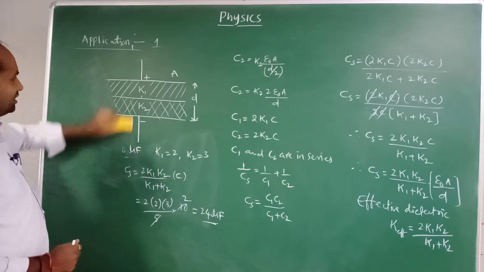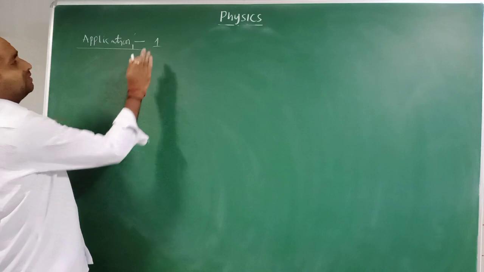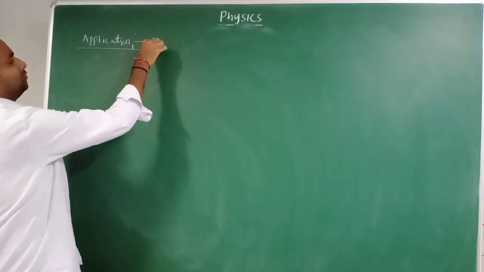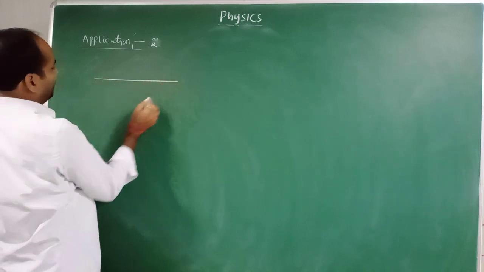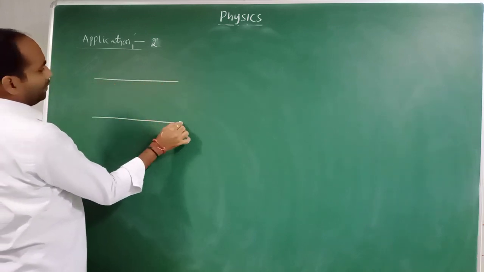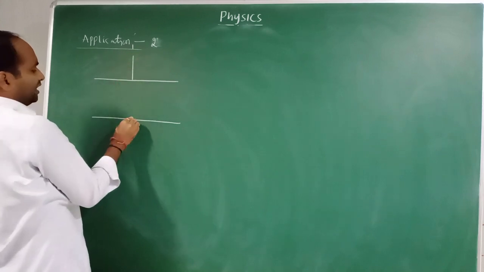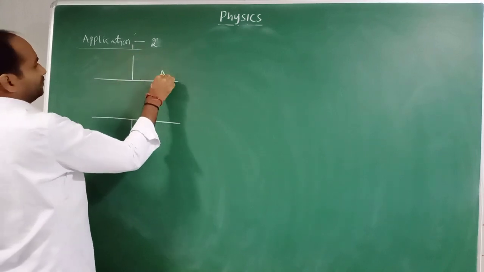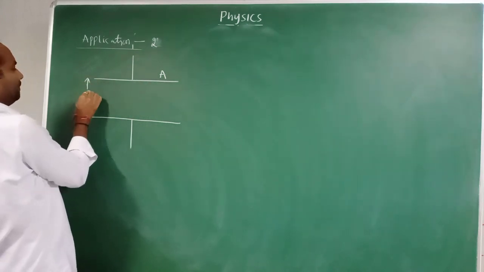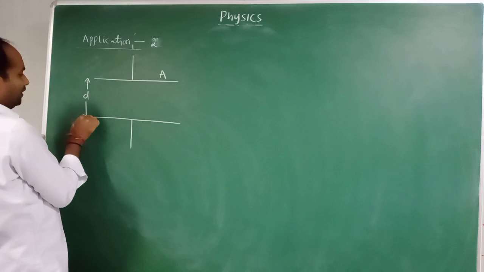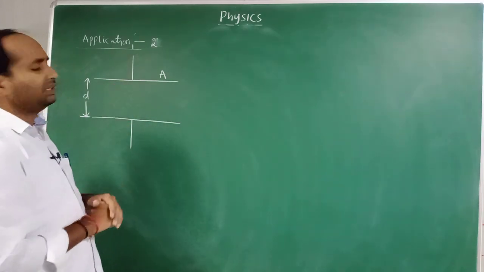In the second case, see here, go through the second one. Now let us take a parallel plate capacitor of capacitance C, where the area of each plate is A and the separation between the plates is D. Area of each plate is A, distance between the plates is D.